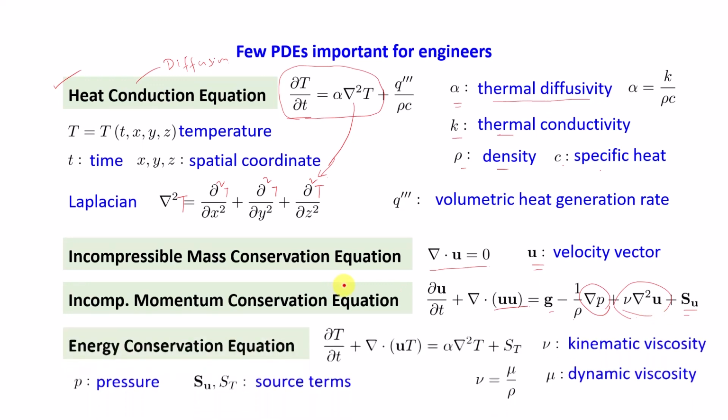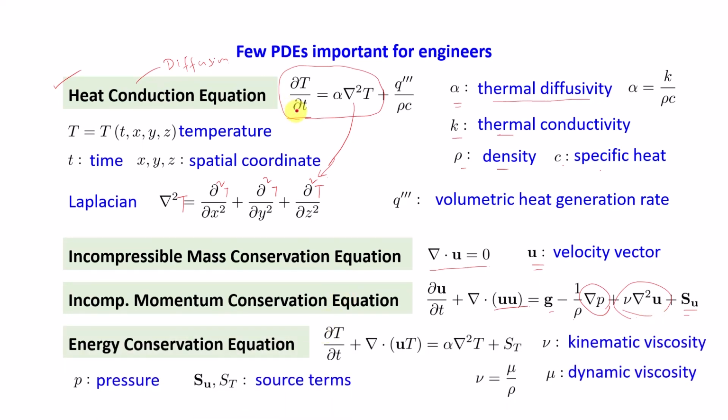Similar to this momentum conservation, there is also energy conservation. This diffusion equation which we are showing here is an energy conservation. This is a case where there is no velocity in the continuum, but if there is a velocity, for example, a fluid is flowing and there is convection going on, then the equation will be like this: del T del t plus del dot uT, that is the convective part, is equal to, very similar, alpha del square T and S T, a source term. Here this alpha is again thermal diffusivity and nu is the kinematic viscosity.